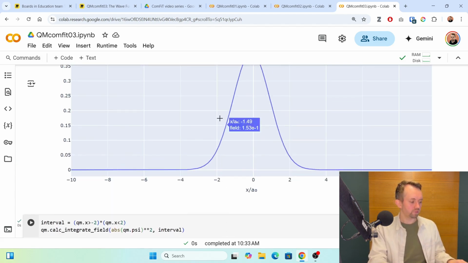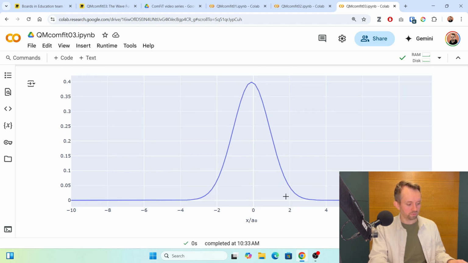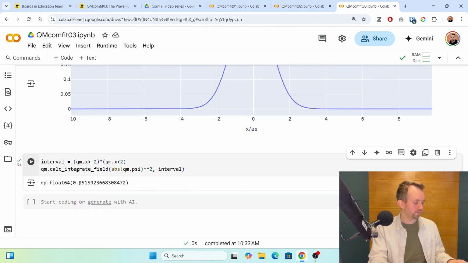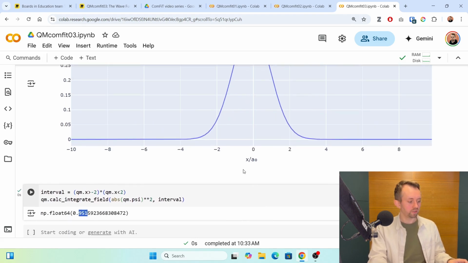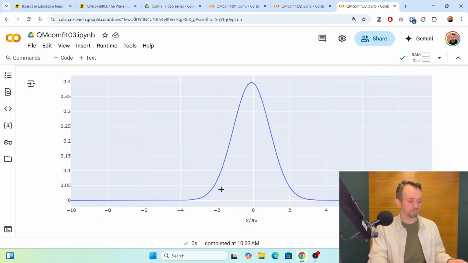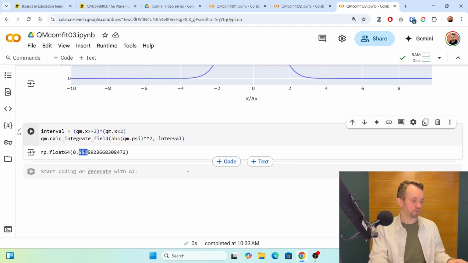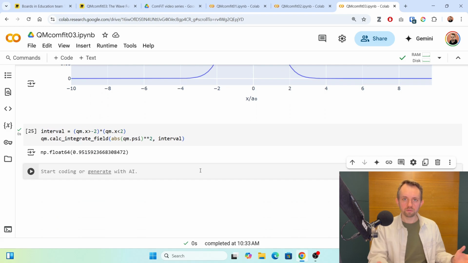But when I integrate between -2 and 2, so when I integrate this region here, I actually get 0.951. And this means that according to the Born rule, there's a 95.1 or 95.2% chance of finding the particle between -2 and 2. So that's the Born rule. So that was the Gaussian.